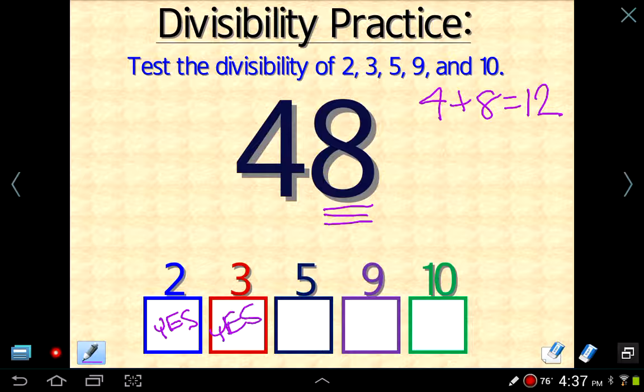Does 5 go into it? Oh, this kind of looks like a 0 right here. Oh, wait, that's an 8. That is an 8, so I would say no. And we could say no for 10 as well.